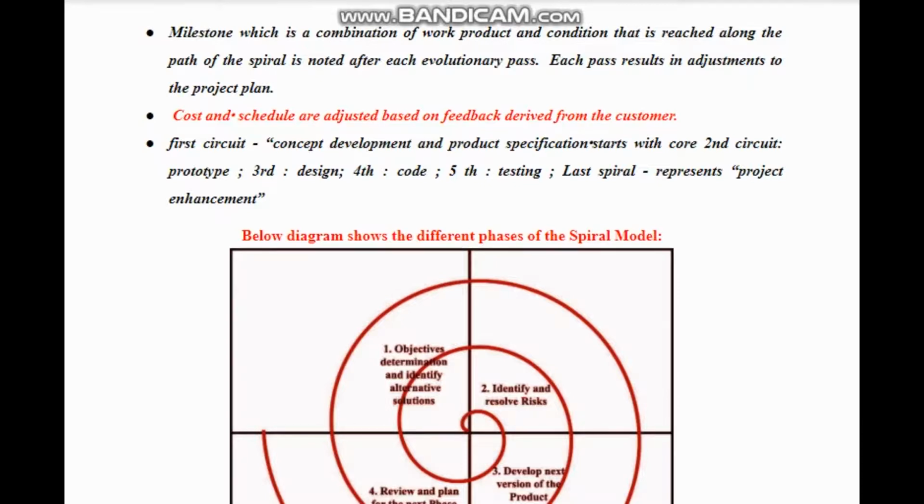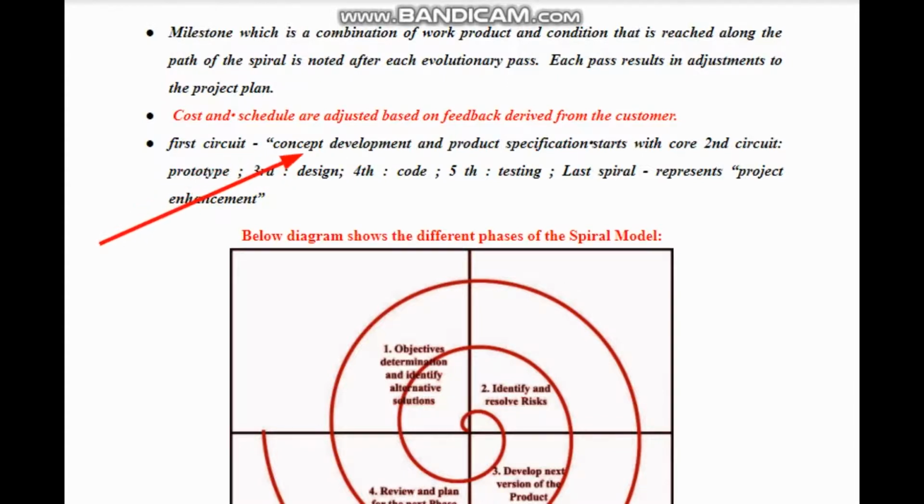More clearly, they have told us here that a milestone is a combination of a work product and a condition that is reached along the path of the spiral, noted after each evolutionary pass. This is a way to define a milestone. Depending on the milestone we will come to know where exactly we have reached during software development after completion of each phase according to our project plan. Cost and schedules are adjusted based on the feedback derived from the customer. Each phase is also implemented as a circuit. Each circuit represents some criteria during the development.